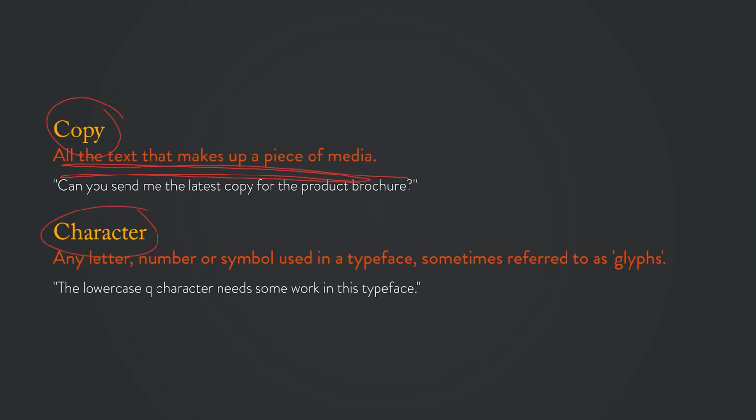A character is generally referred to as any letter, number, or symbol used in a typeface, sometimes referred to as glyphs. Largely they are interchangeable. I'm sure some typographers are going to get angry at me because A, I don't know, and B, I won't explain because I don't know the intricacies of what the difference between a character and a glyph is. As far as I'm aware, a character is something like an uppercase or lowercase letter, and a glyph includes all of the punctuation, but that could be horribly wrong.